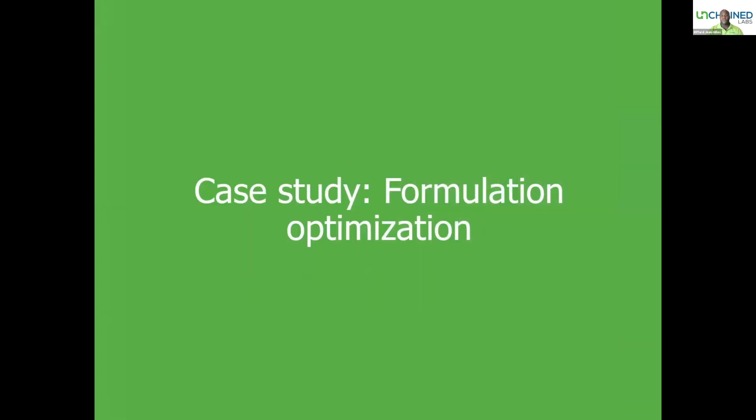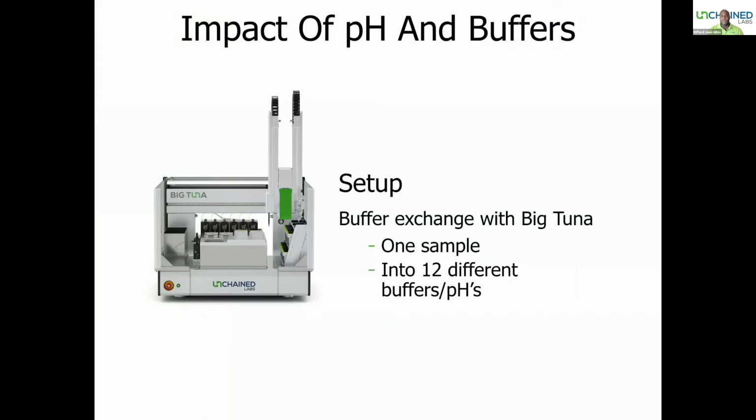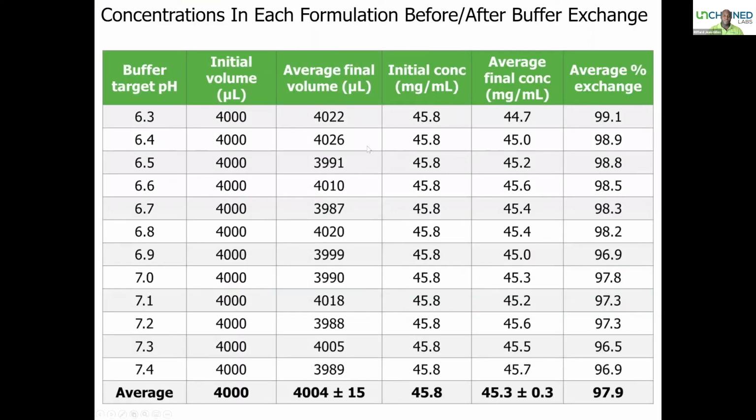So let's walk through examples of this. This is a formulation screen that we did for one of our customers. The example here is looking at the impact of pH and buffers. We have one sample, one main protein of interest, and we're going to exchange this one into 12 different buffers of various pH values, as you'll see in the next table there. We've gone from pH 6.3 all the way down to a pH of 7.4. We decided to use a volume of about 4 mil at the beginning. And you can see the average volume measured at the end.